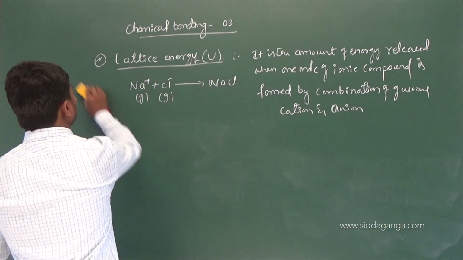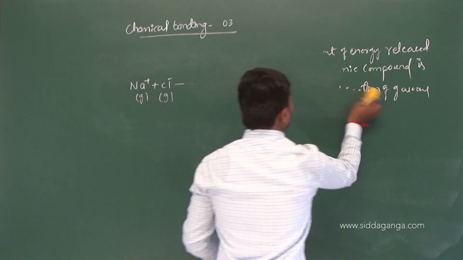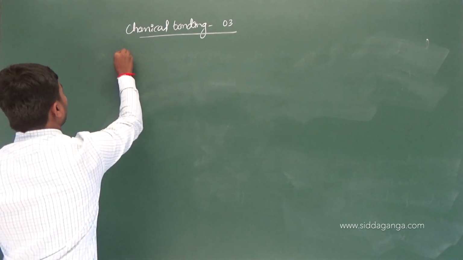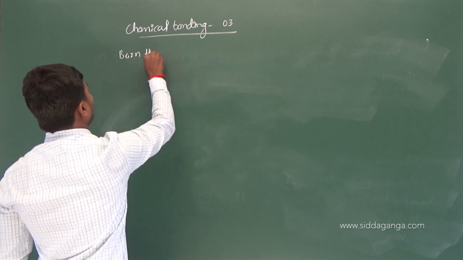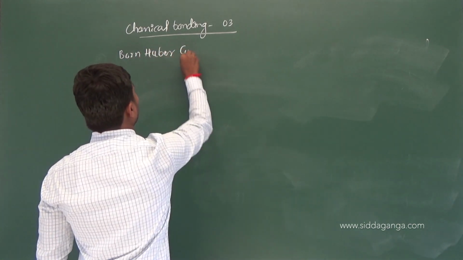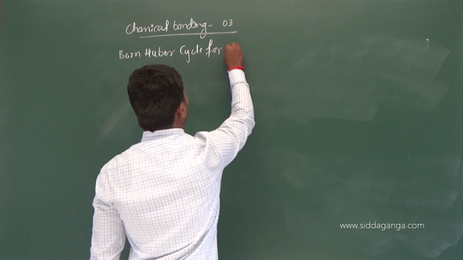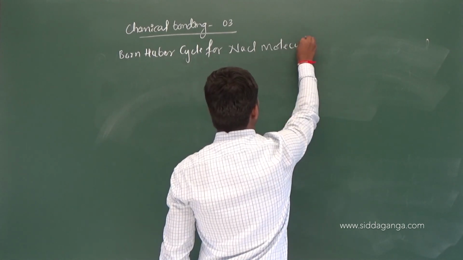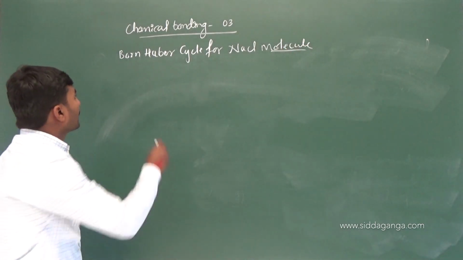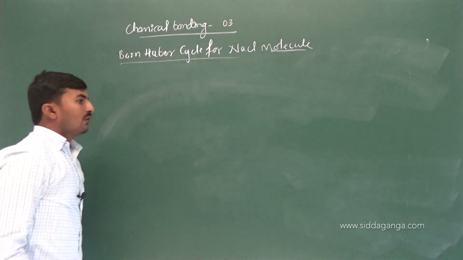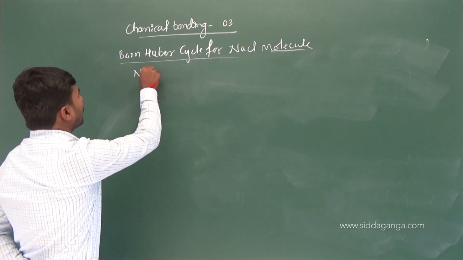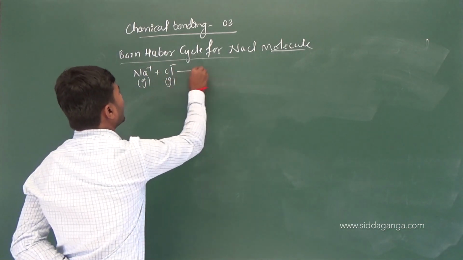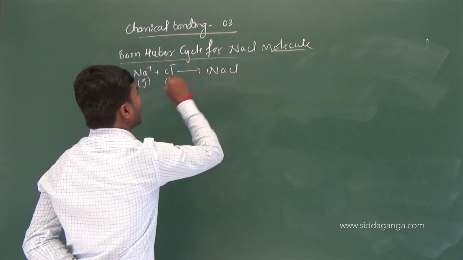Born-Haber cycle for the NaCl compound. Here, what is our motto? Our aim is to find out the lattice energy of this compound.